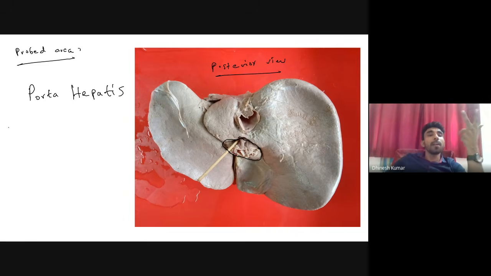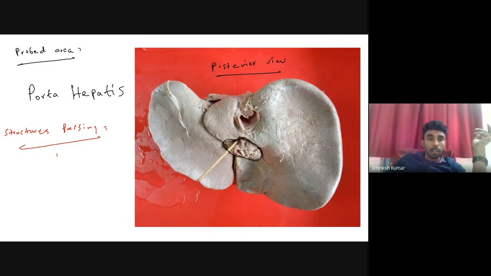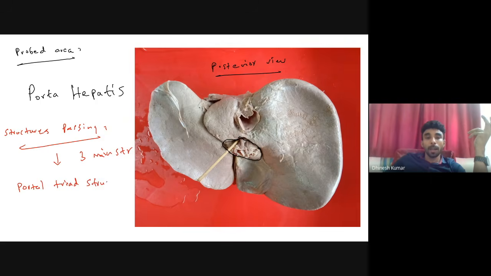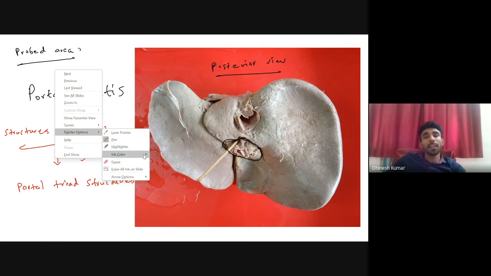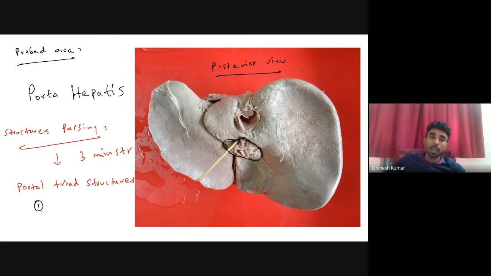The sub-question will be, what are the structures passing through it? What are the structures passing through the porta hepatis? Yes, the three main structures passing through the porta hepatis are the portal triad structures. I hope you know the three structures forming the portal triad. What are they? One artery, one vein, one duct, isn't it?